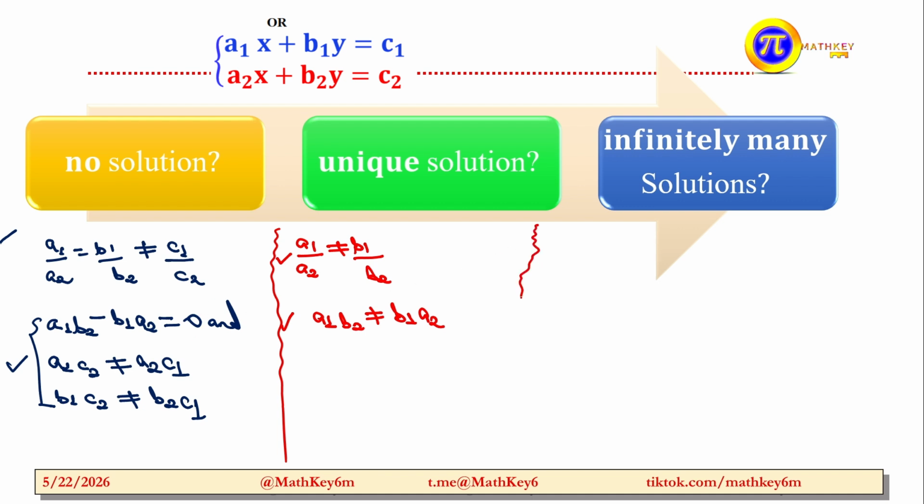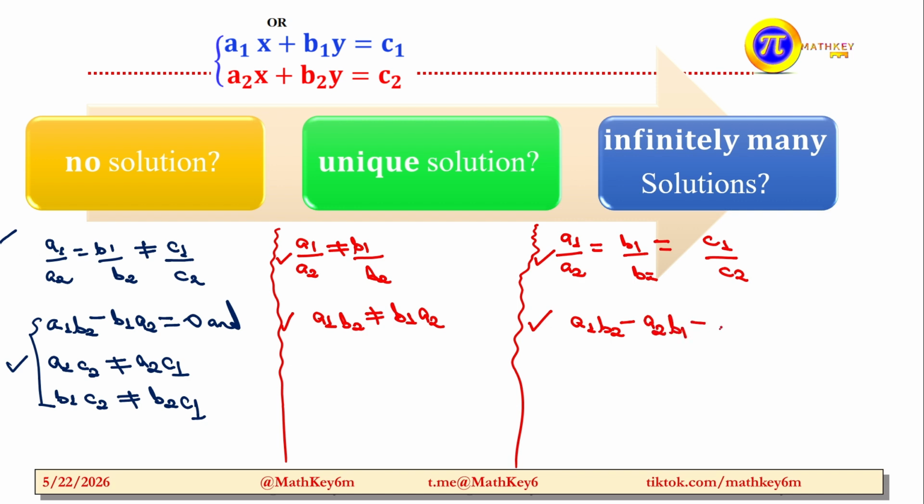Let's come to the last one, the case where it has infinitely many solutions. We have to express a1 over a2 is equal to b1 over b2, which is equal to c1 over c2. It must satisfy this equality, or we may apply determinants. In the case of determinants, a1 times b2 minus a2 times b1 is equal to 0, which means a1 times b2 is equal to a2 times b1.